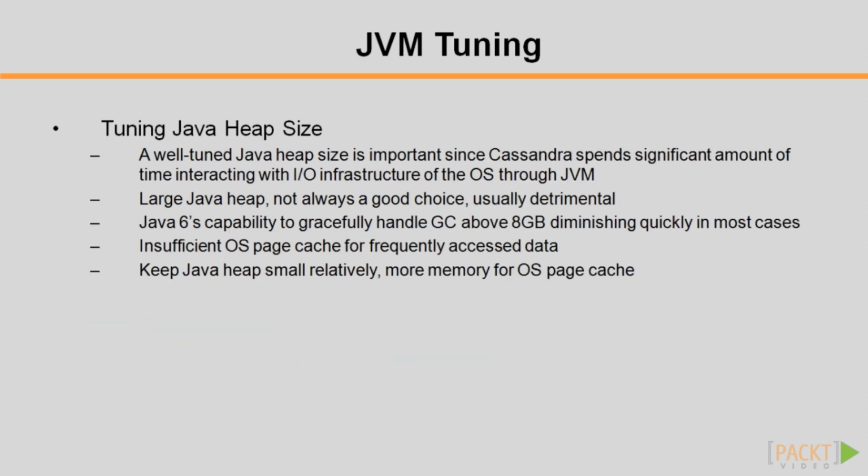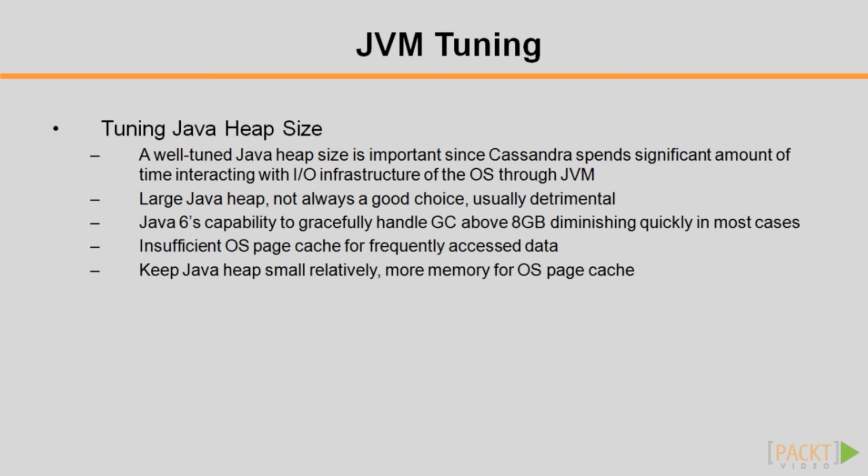Two major factors that have profound impacts on JVM performance are the Java heap and garbage collection, GC. Let's talk about the heap first. Because Cassandra spends significant amounts of time interacting with the I/O infrastructure of the system through the JVM, a well-tuned Java heap size is very important. In general, a larger heap results in better performance. However, it's not always the case.